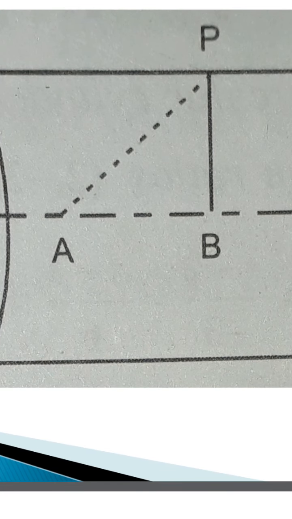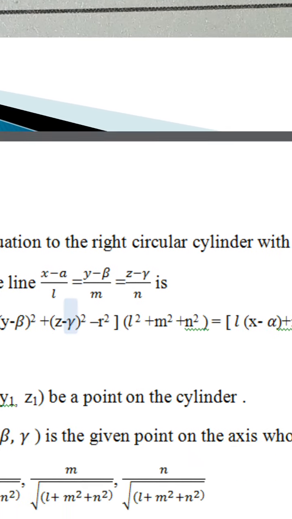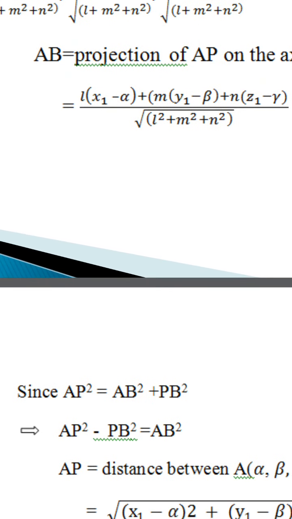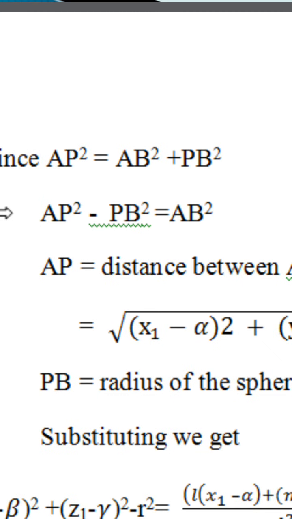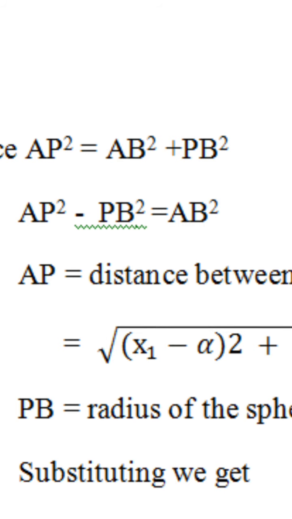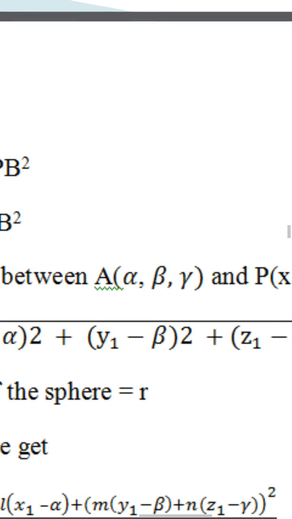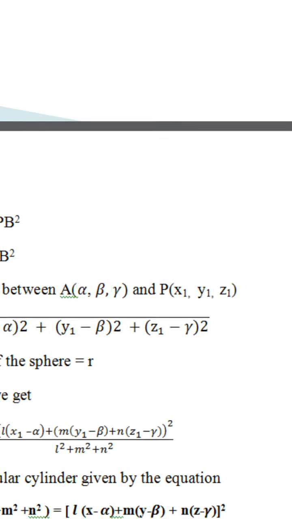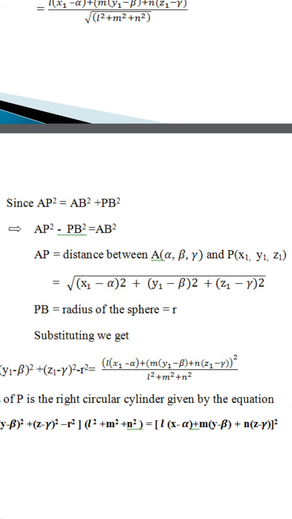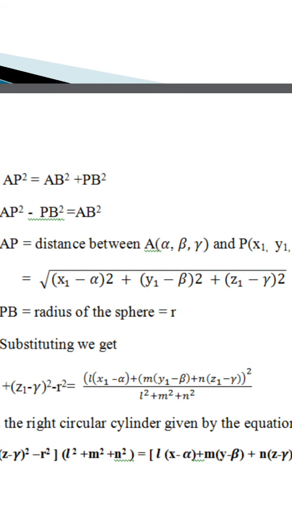You know very well that AP square is equal to AB square plus PB square. So, we write here AP square equals AB square plus PB square. Then AP square minus PB square will be equal to AB square. Now, what is A? A is (alpha, beta, gamma), that is any point on the axis. And P is (x1, y1, z1), that is any point on the cylinder. Now, AP can be calculated by using the distance formula.